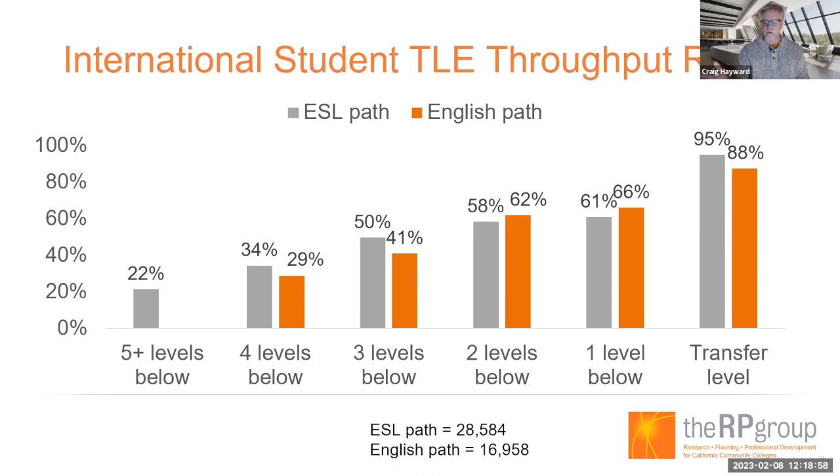So the students who are starting at transfer level on the transfer level ESL equivalent path or transfer level English composition have very high throughput rates, and still quite reasonably high throughput rates for students starting at 1 level below or 2 levels below, though it starts to drop off as they get to 3 levels below, 4 levels below, throughput rates become quite a bit lower. As you introduce more time, there are more opportunities for attrition and other things to happen and intervene.